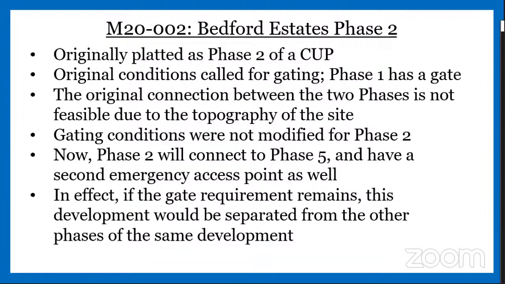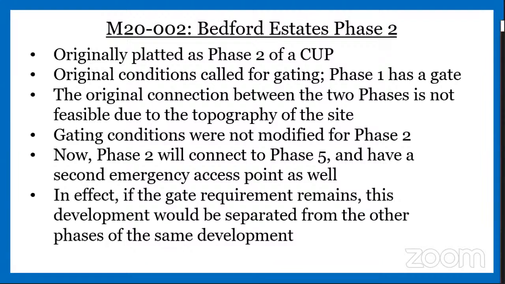Original conditions for this part of the development called for a gate. Phase 1, the main entrance to the subdivision, has a gate. The original connection, which you'll see on the forthcoming plat, is not possible due to the topography of the site. There's a street that goes over a stream and wetlands area that is not feasible. Due to this, it's not going to be constructed, and the conditions were not modified to accommodate this.